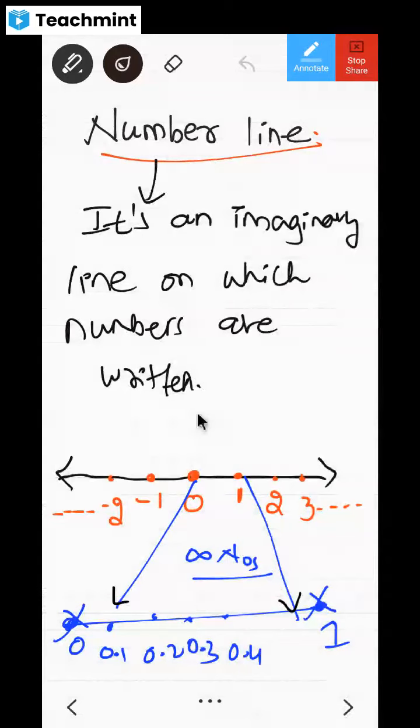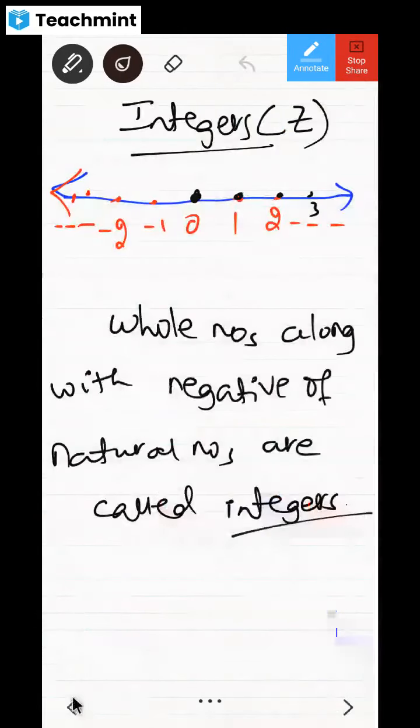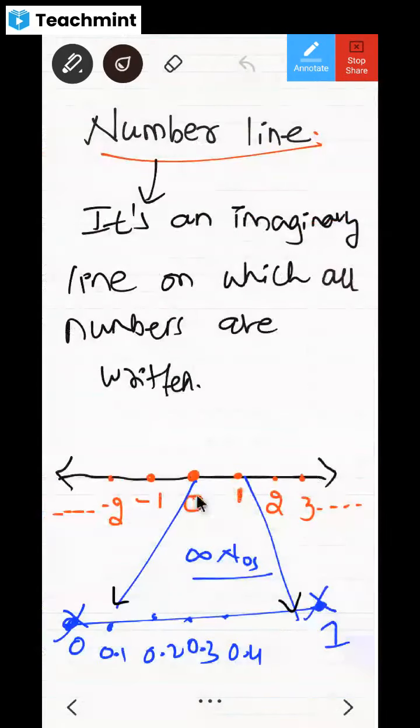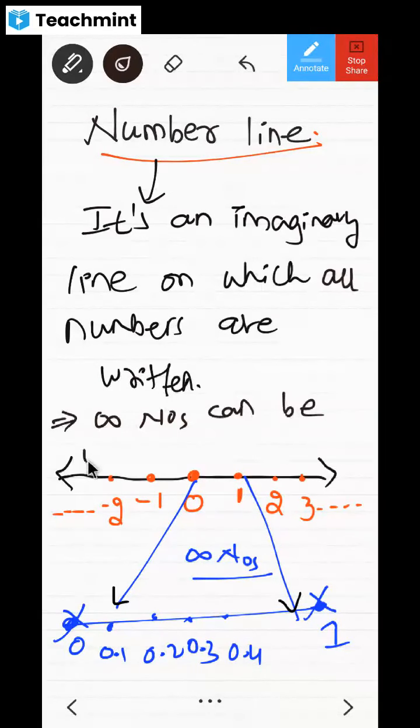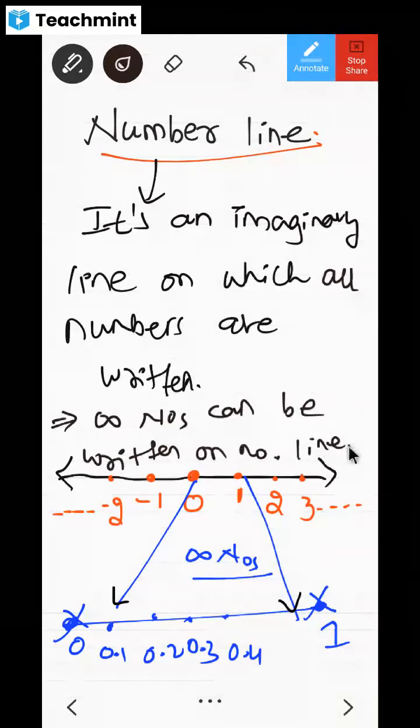And a number line, we have seen, is an imaginary line on which all numbers, not only one or two numbers, are written. Whatever numbers I am able to write, that is called a number line. On a number line, how many numbers will be there? Infinite numbers can be written on a number line, or not? Yes, sir. Infinite numbers can be written on a number line. We can write so many numbers.